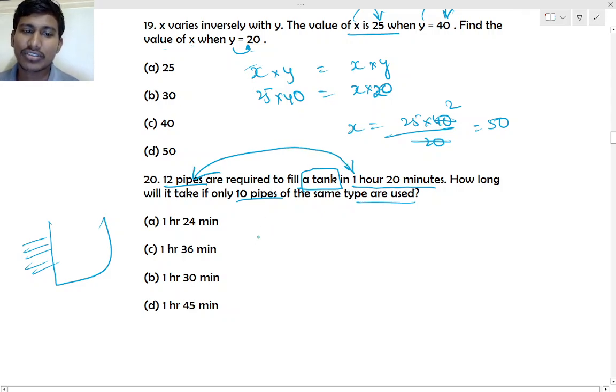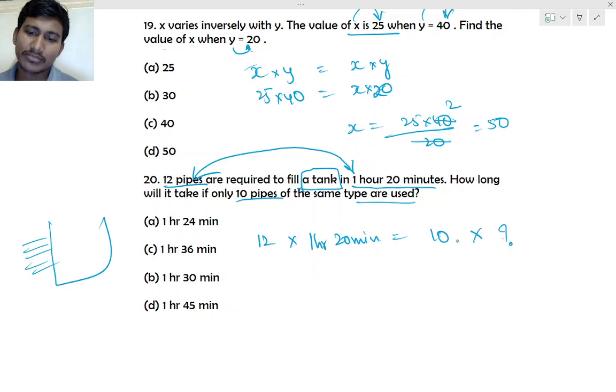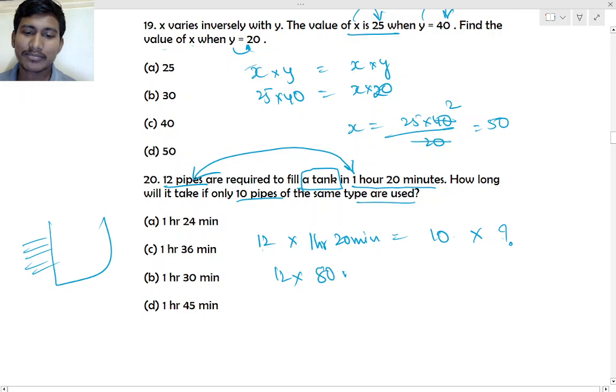12 pipes take 1 hour 20 minutes. So 12 pipes into 1 hour 20 minutes, and 10 pipes into x. You can write it that way, or take it as divided by. So 12 into 1 hour 20 minutes means how many minutes? 80 minutes. 1 hour means 60, 20 minutes means 20, so 60 plus 20 is 80 minutes. So divided by 10.